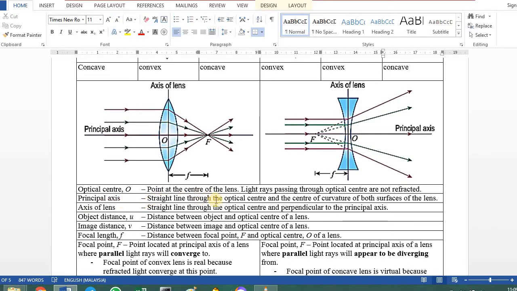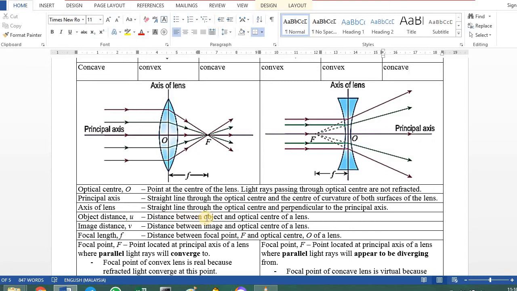And then the principal axis is a straight line through the optical center and the center of curvature of both surfaces of the lens. So this is the center of curvature. So this is the principal axis, the line that passes through the optical center and the center of curvature. And then the axis of the lens is the straight line through the optical center and perpendicular to the principal axis. So this is the axis of the lens.